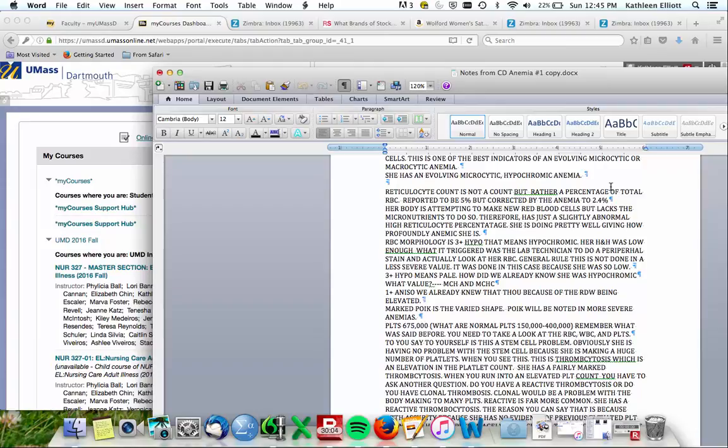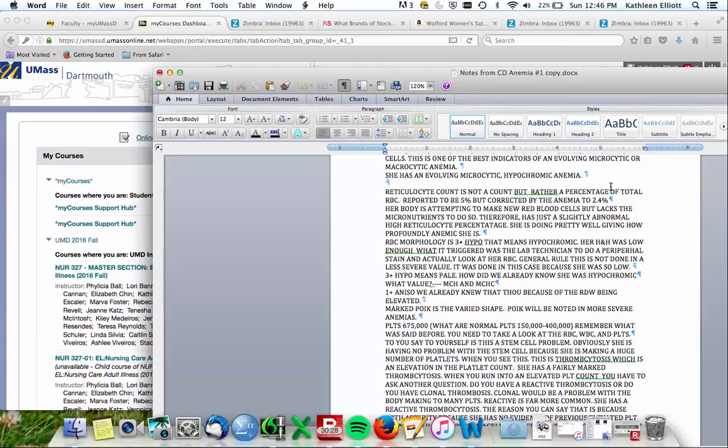This is reported to be 5% but corrected for the anemia is 2.4%. Her body is attempting to make new RBCs but lacks the micronutrients to do so. Therefore, she has a slightly abnormal high reticulocytosis percentage, and she's doing pretty well given her profound anemia.